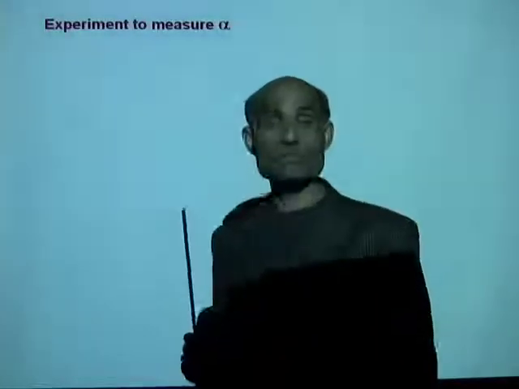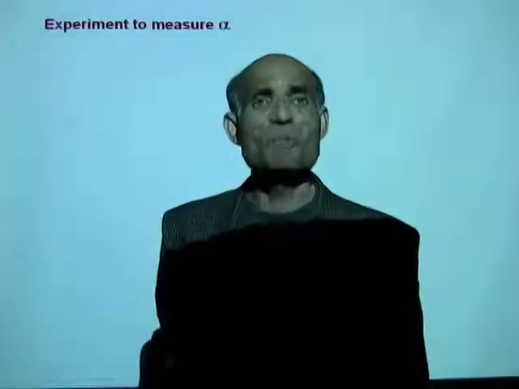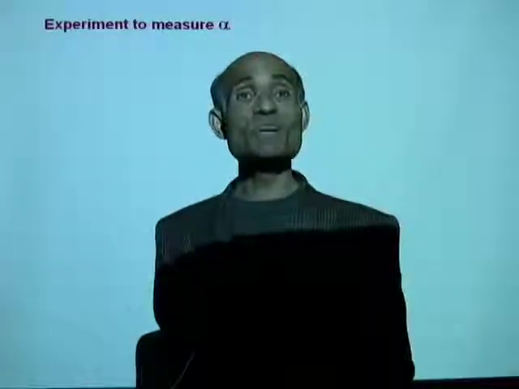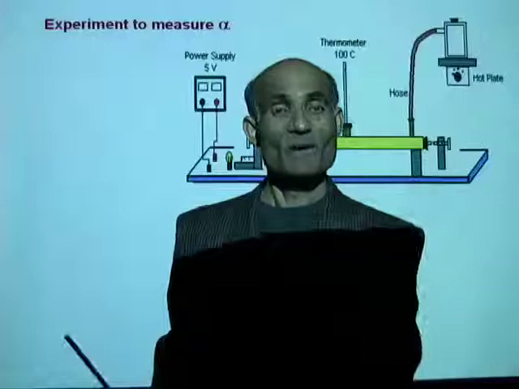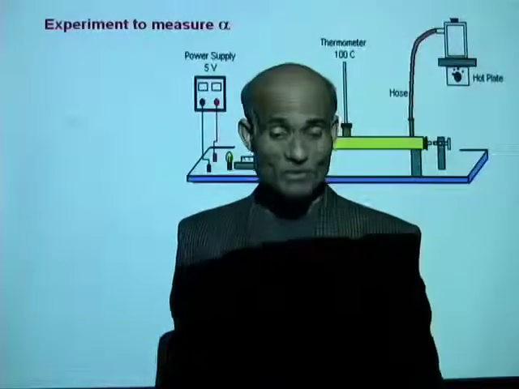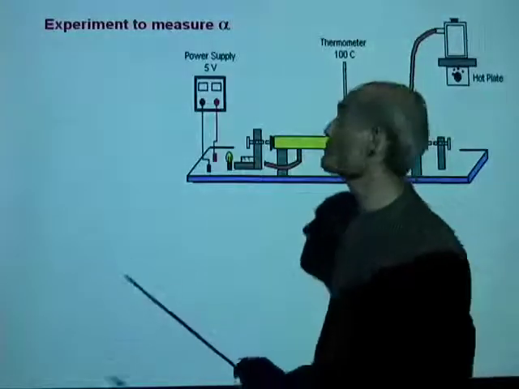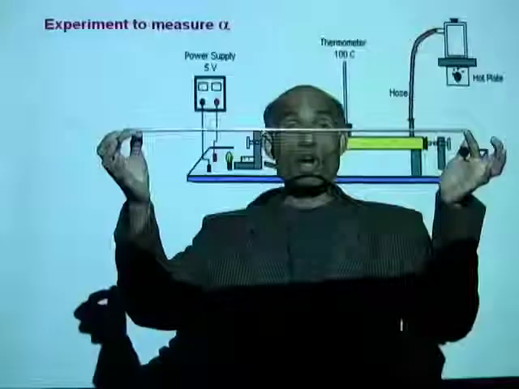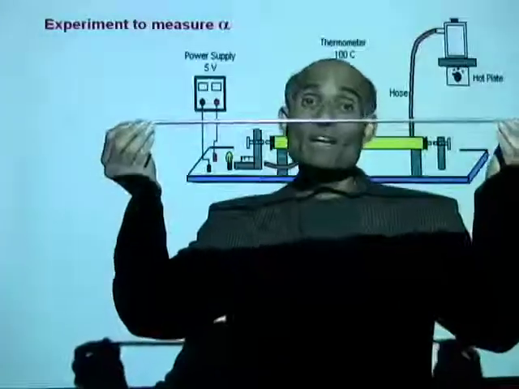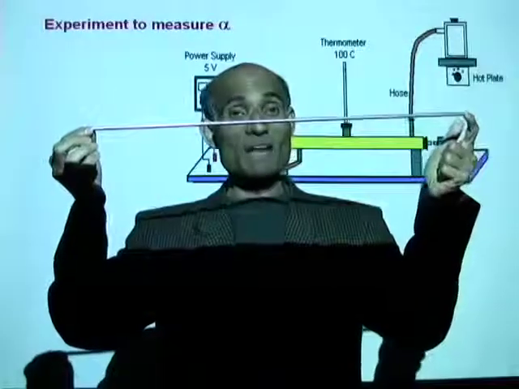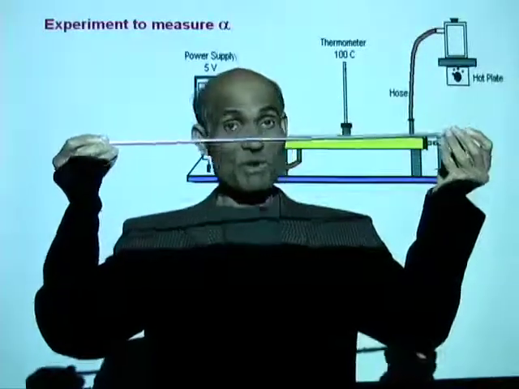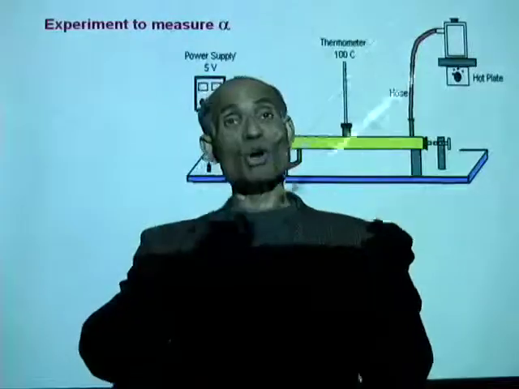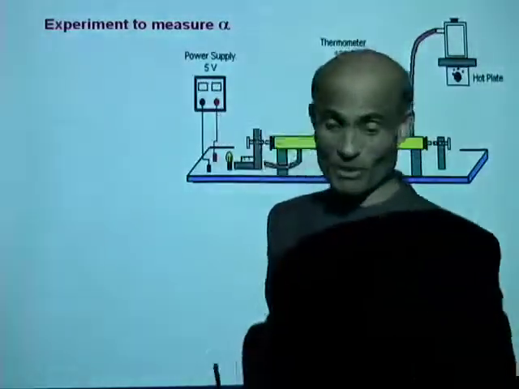Let's now talk about an experiment to measure alpha. That will be an experiment that you will be doing in the lab. Now here is the experimental setup we will use to measure the value of alpha for a rod like this. In fact, this is part of that experiment. I have taken from one of those experimental kits to use it as a rod to point on the board.